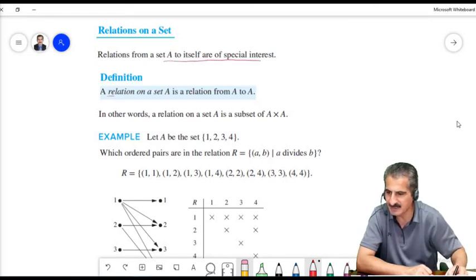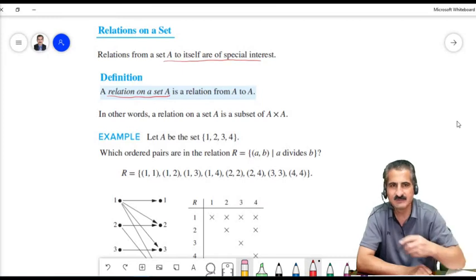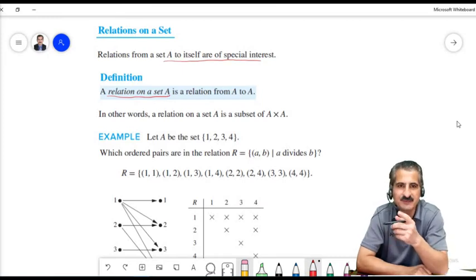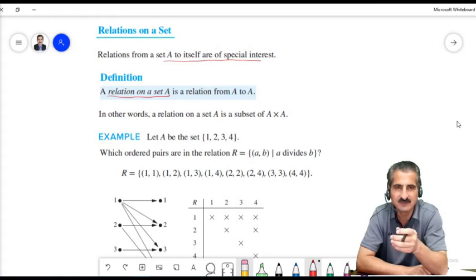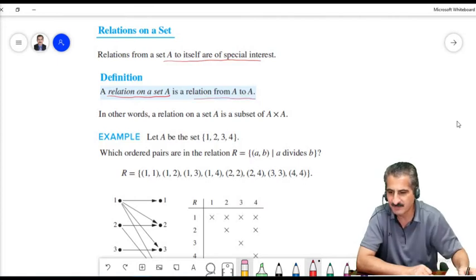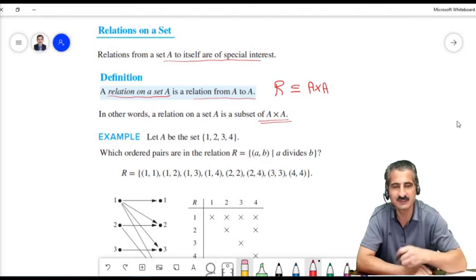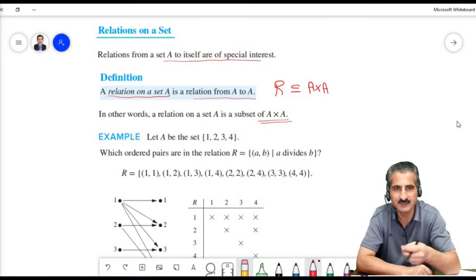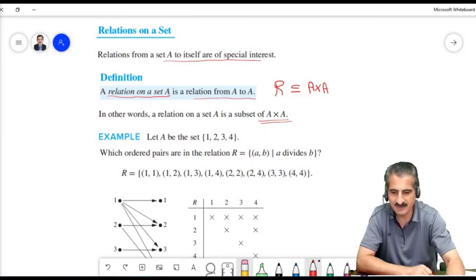So a relation on a set A. At the beginning of the definition, we said a relation from the set A to the set B. Now A and B here are the same set, so we will say a relation on the set A is a relation from A to A. And that means it is a subset, in this case simply a subset of A cross A, which means a subset of ordered pairs whose first coordinate and second coordinate are each from the set A. And here is an example.